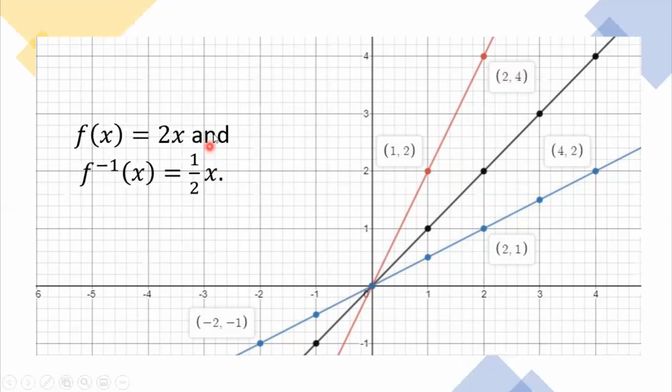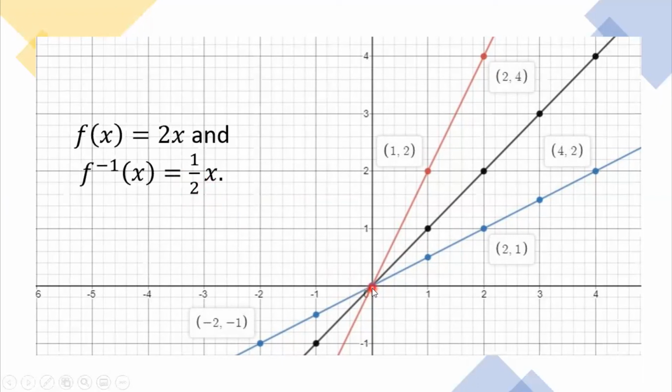Okay. So how about this one? 1 half x. So 1 half x, you have a slope which is 1 half, and the y-intercept is 0. So you start from the y-intercept 0. Then you rise 1 unit because the numerator is 1, and you run 2 units to the right because of the denominator 2.